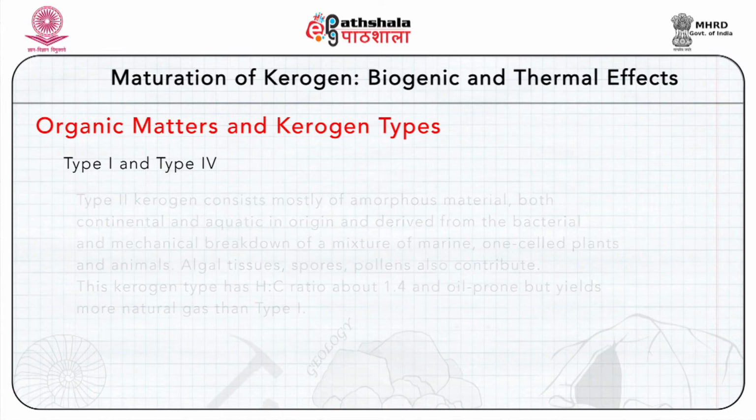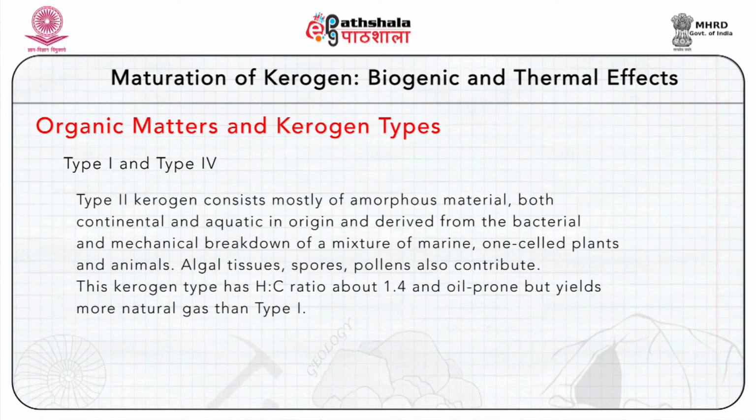Now, type 2 kerogen consists mostly of amorphous material, both continental and aquatic in origin, and derived from the bacterial and mechanical breakdown of a mixture of marine, one-celled plants and animals. Algal tissues, spores, cuticles, pollens, they also contribute. This organic type has H:C ratio about 1.4 and is oil prone, but yields more natural gas than type 1.